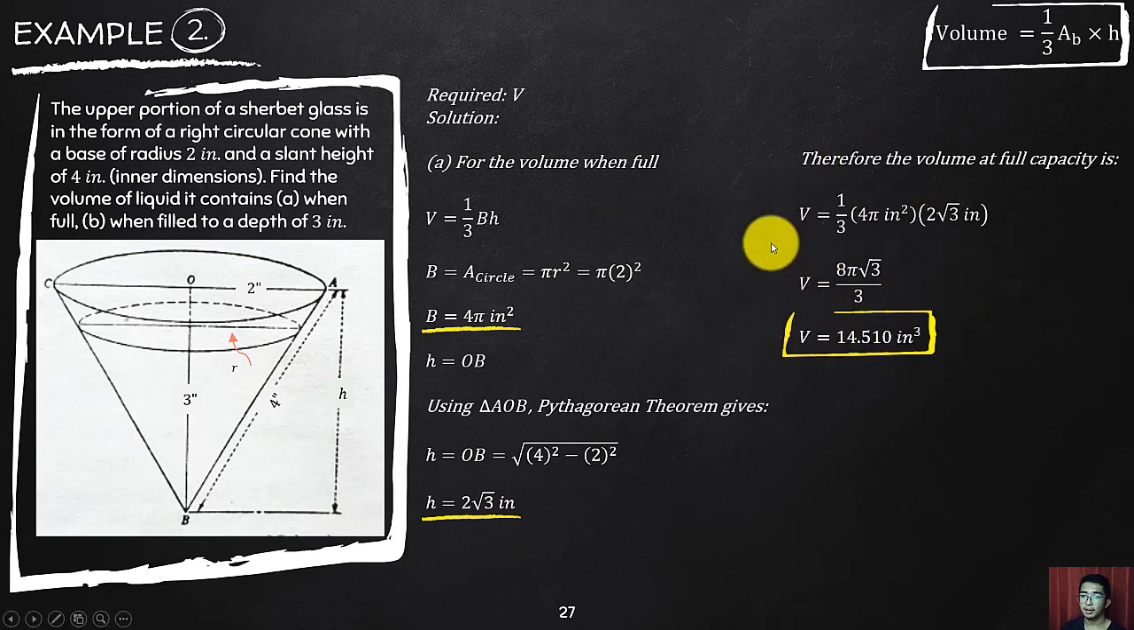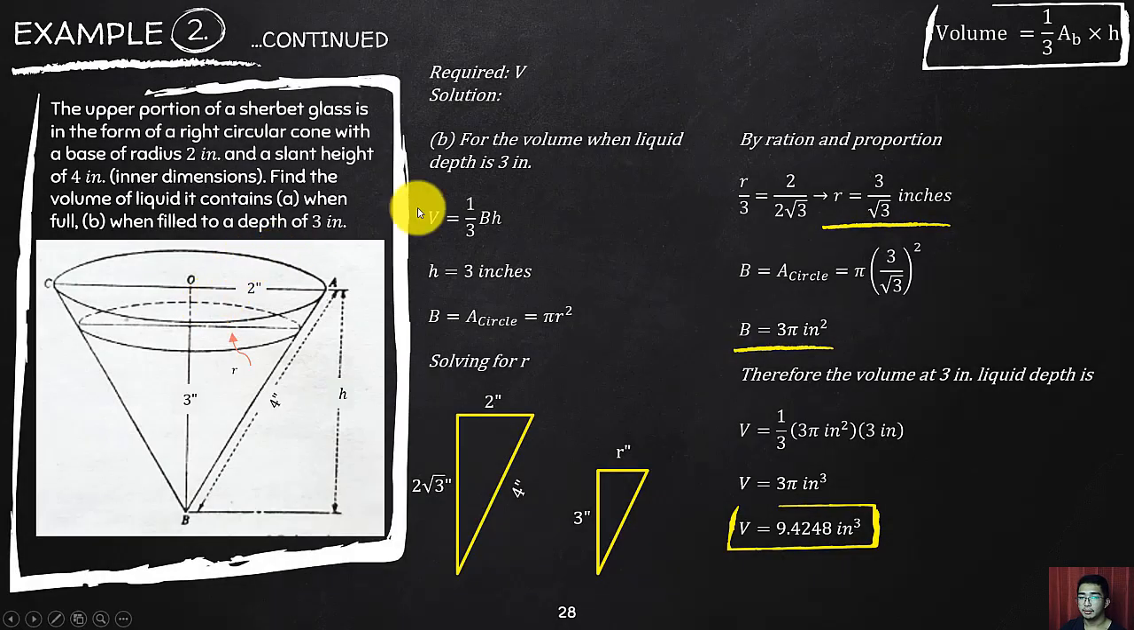So this is at full capacity, but what if you do not fill it up until the brim? So that's your letter B. So for the volume when the liquid depth is only 3 inches, of course this volume must be significantly lower than the volume at full capacity. However, we are still using a cone, correct? A cone of smaller volume.